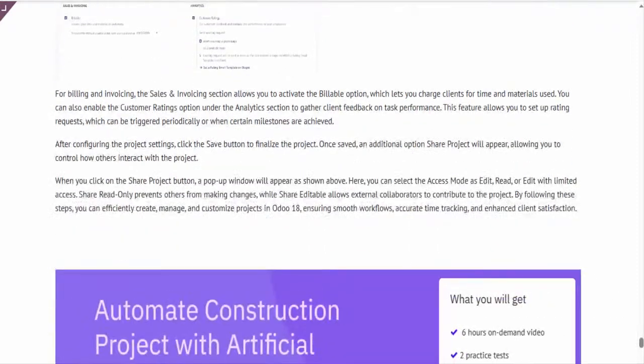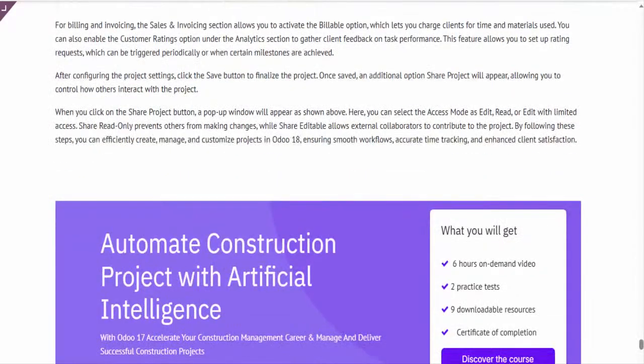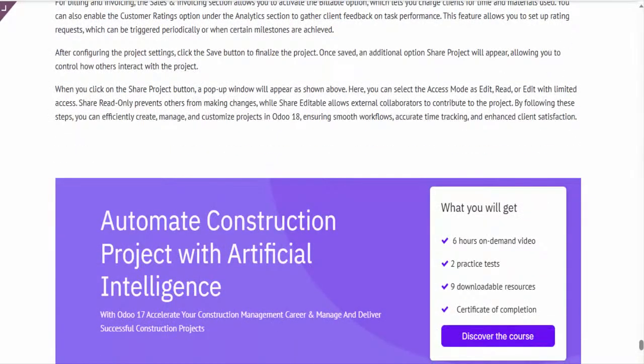After configuring the project settings, click the Save button to finalize the project. Once saved, an additional option, Share Project, will appear, allowing you to control how others interact with the project. When you click on the Share Project button, a pop-up window will appear as shown above.